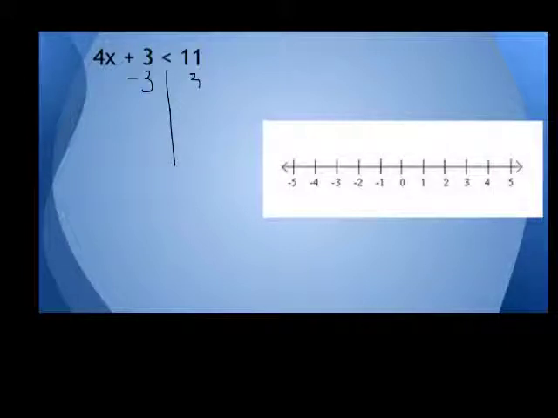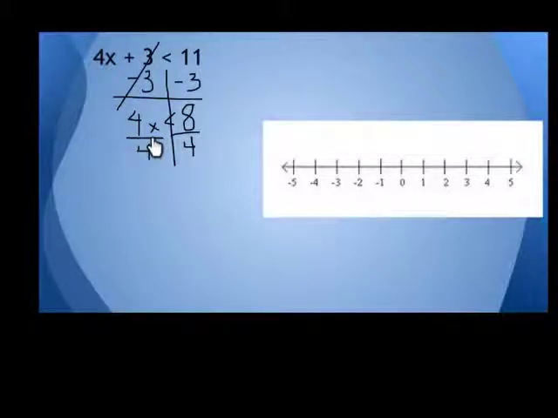Undo plus 3 by subtracting 3 from both sides. Bring down 4x. 11 minus 3 is 8. So we have 4x is less than 8. To get x by itself, now we need to divide both sides by 4, because what's happening to x? It's being multiplied by 4. You undo that with division. 4 divided by 4 cancels. Bring down the x. 8 divided by 4 is 2.